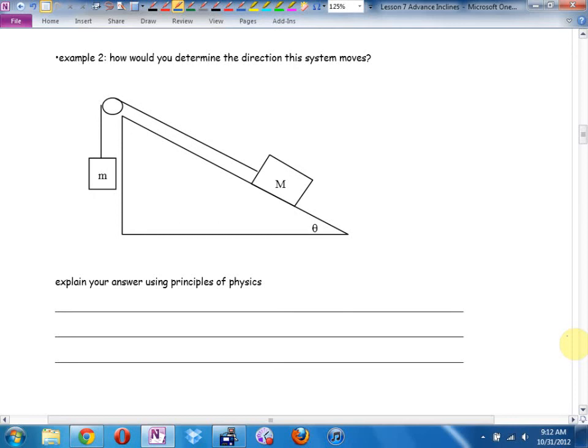What are the forces acting on that little m? Get the obvious ones. We'll call that little mg, tension. Normal force on little m? No, it's hanging in midair. What are the forces acting on the big M? Get the obvious ones.